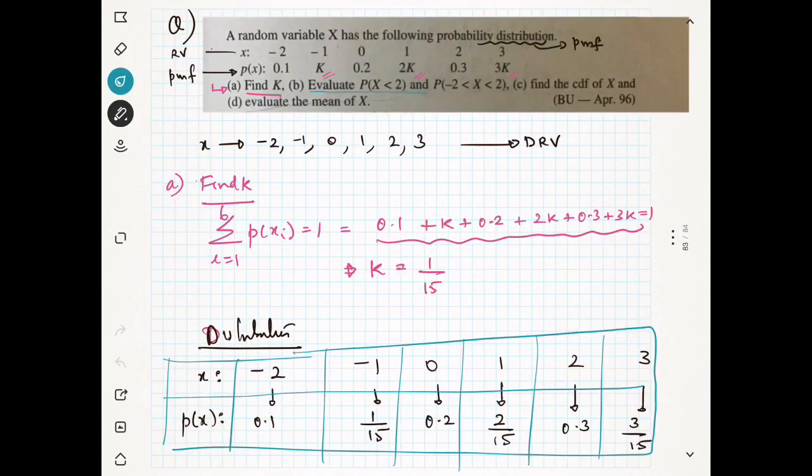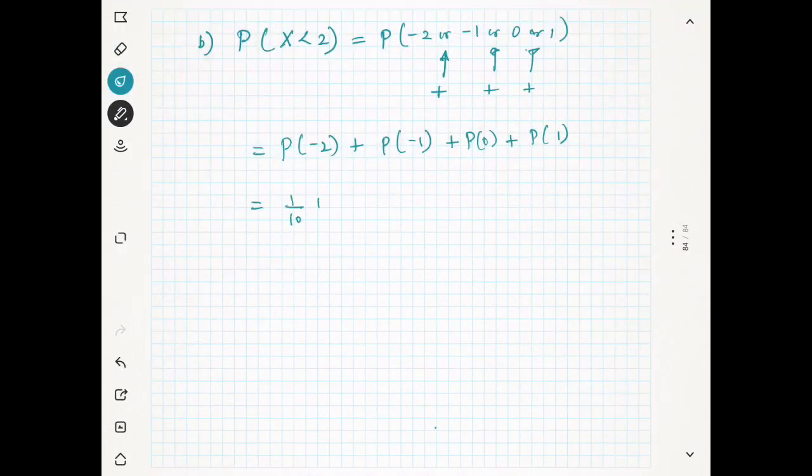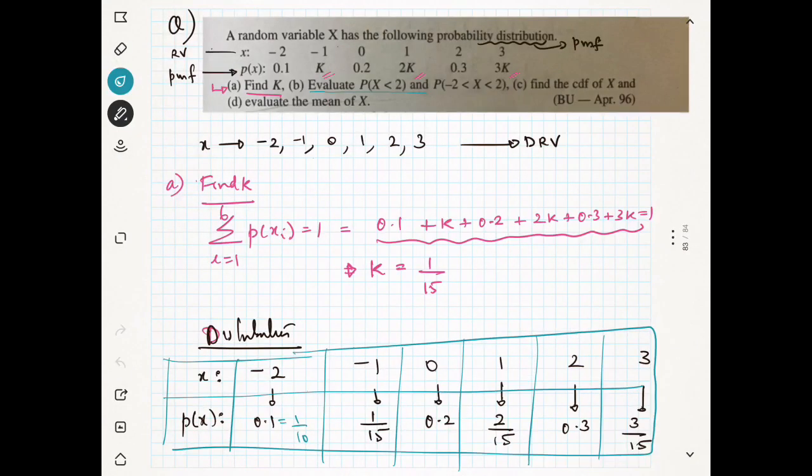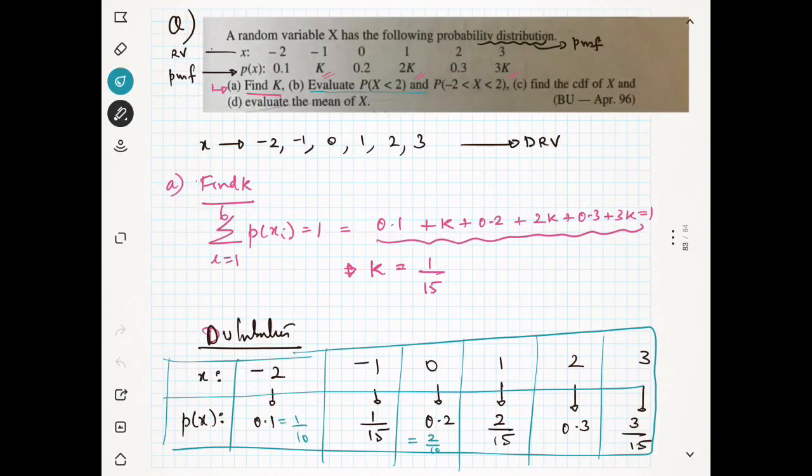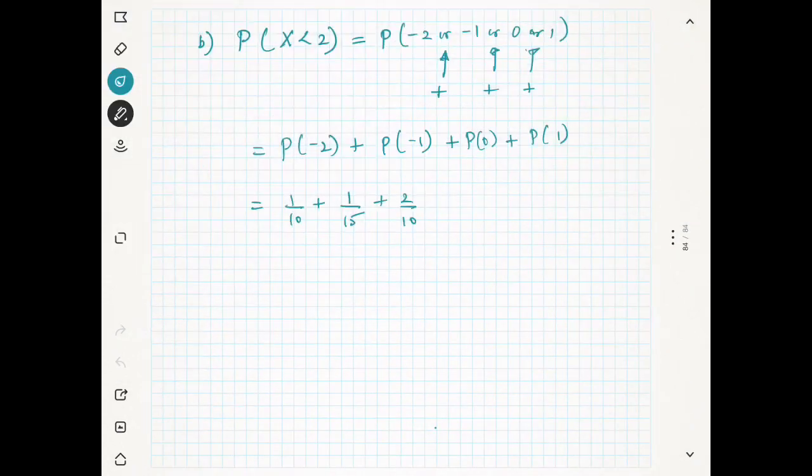So you can add it. This is 1 over 10 anyway. So 1 by 10 plus 1 by 15, and this is 2 by 10, you can say. So 1 by 15 plus 2 by 10, then plus 2 by 15. So this is the answer. You will get all these things as 1 by 2. This is the answer for this.